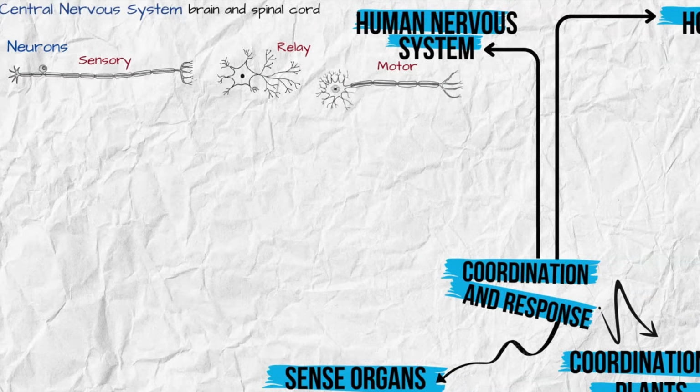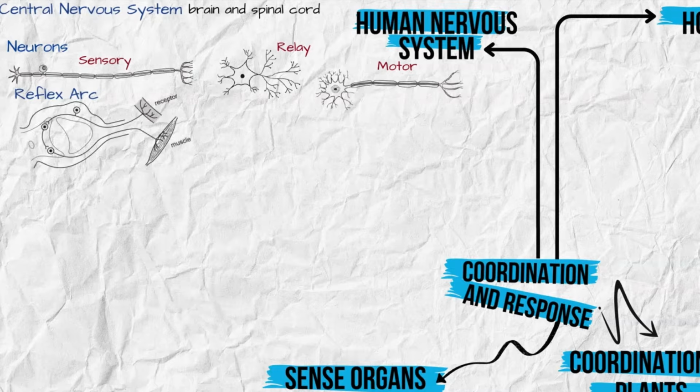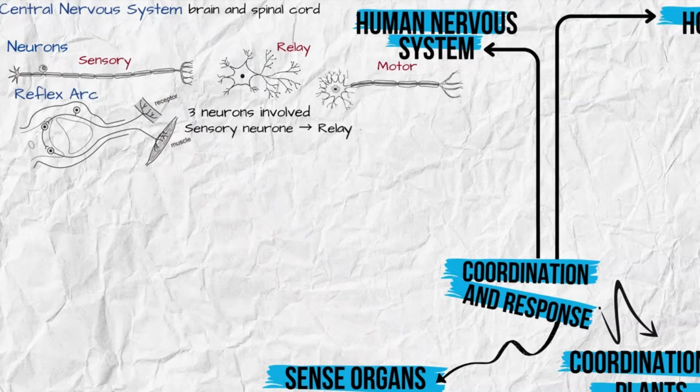Now we come to the third subtopic, reflex arc. This one is very important. It comes repeatedly in MCQs. You must know 2 things. First, the reflex arc involves the 3 types of neurons: the sensory neuron, the relay neuron, and the motor neuron. All you must know here is the order of these neurons in the arc.